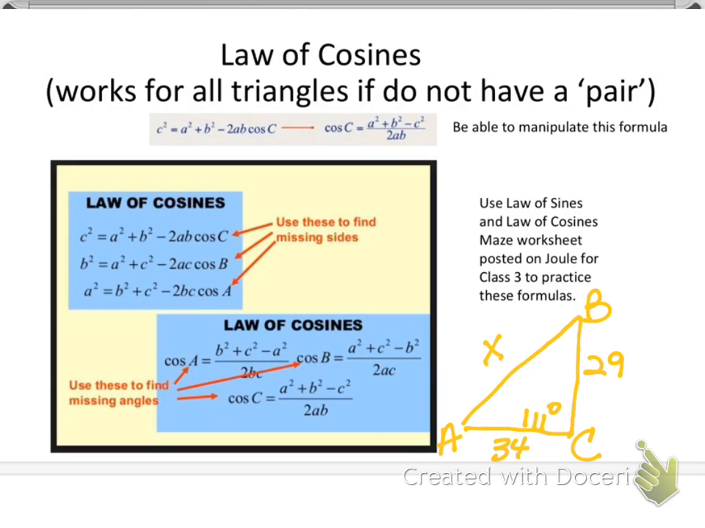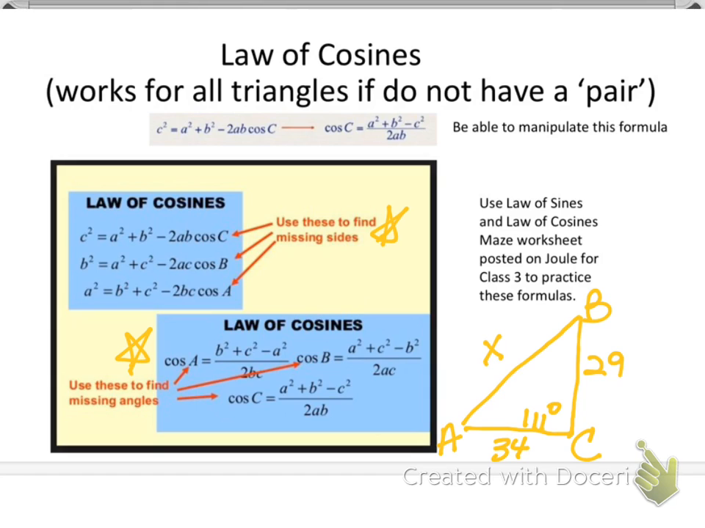So things to note. Law of cosines is certainly more complicated, but it's just a question of plugging in. So if you want to figure out a missing side, you're going to use this version of law of sines. If instead you want to figure out a missing angle, you're going to use this version. So I have this triangle.